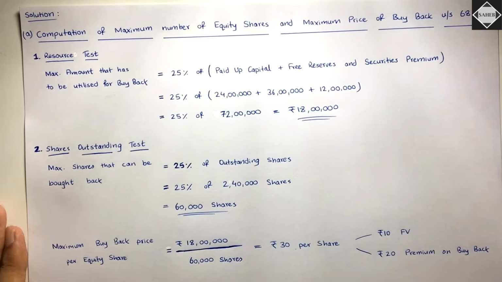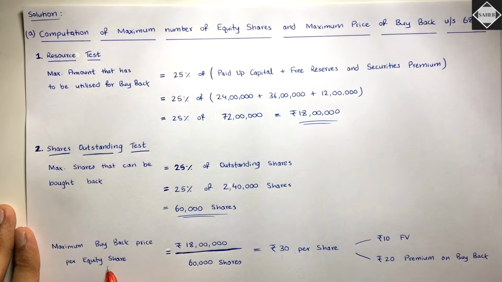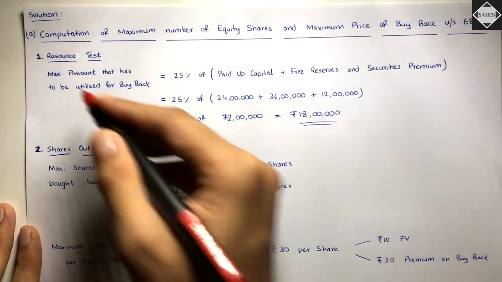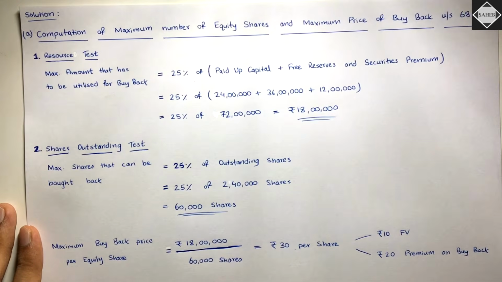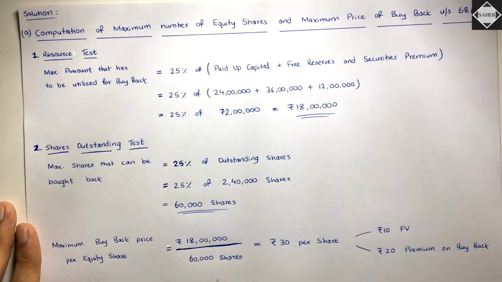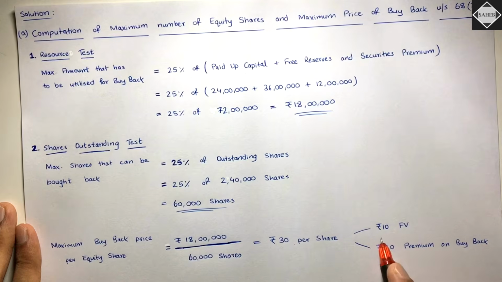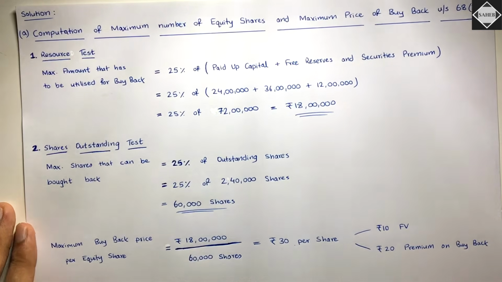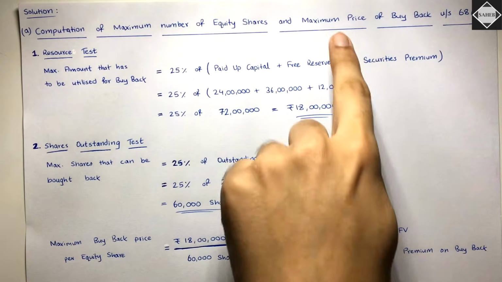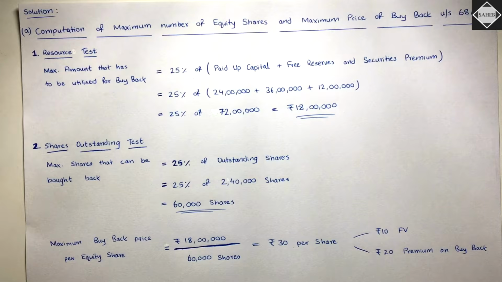Simple and straightforward. See here, maximum buyback price per equity share: 18 lakh, the maximum outflow that can happen according to the resource test, divided by the maximum shares that you can buy back according to the shares outstanding test. You got rupees 30 per share, and in this rupees 10 is the face value and rupees 20 is the premium on buyback. Just by doing this you have calculated the maximum buyback price. Now one more test is remaining, let's do that.